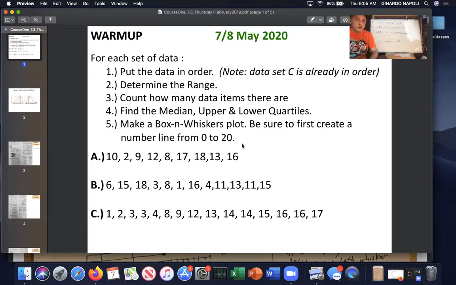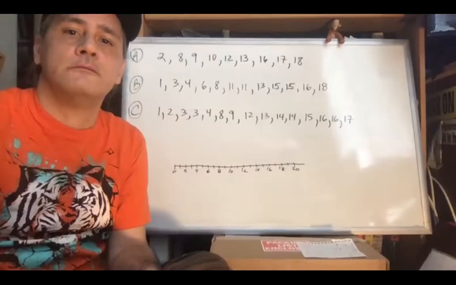All right, so I'm going to go ahead and jump to the whiteboard, but first we're going to find the range, of course, after you put the data in order. C is already in order. Then you got to count how many data items there are, and then we're going to use that to find the quartiles and the median, and I'll point out to you what I sometimes do as well. And then we'll make the box and whiskers and compare the box and whiskers and see what they're telling us. Okay?